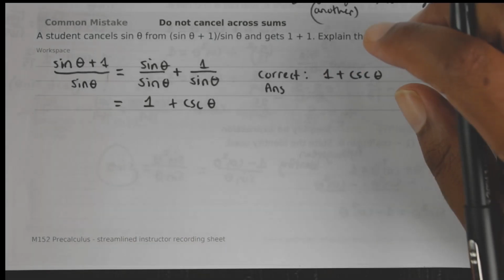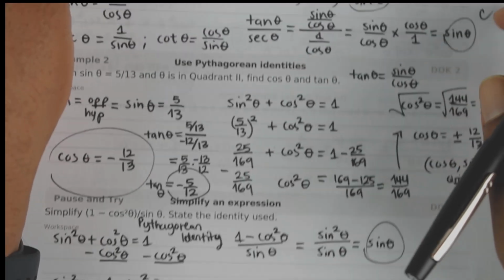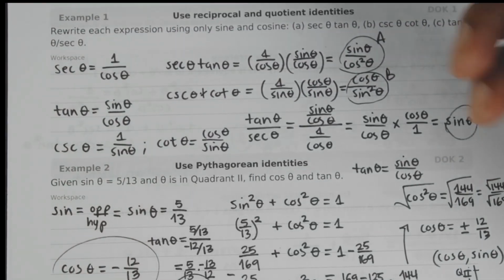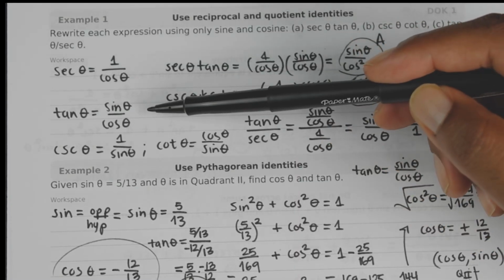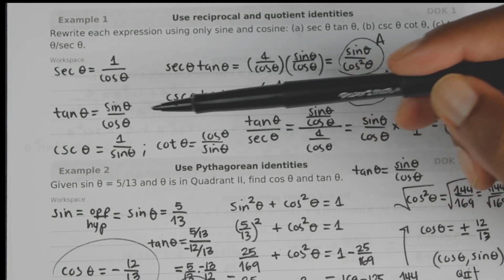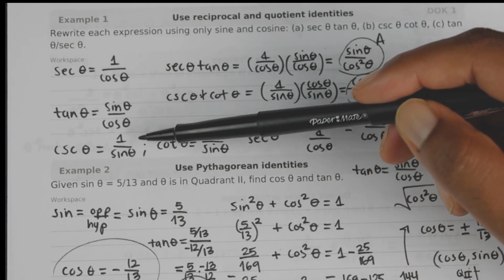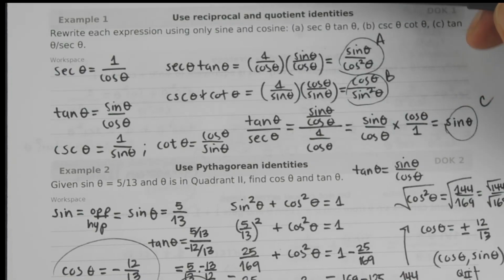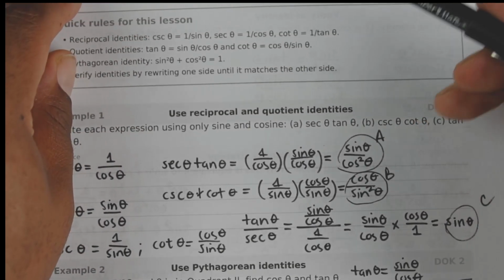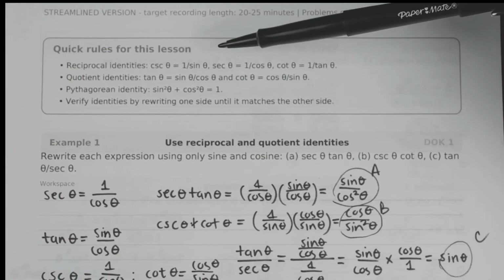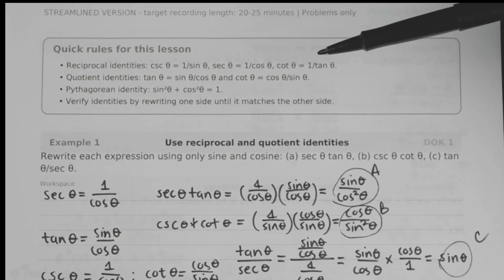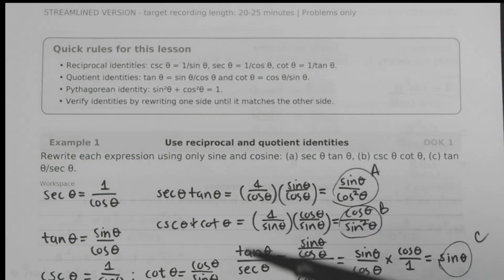Okay. So the final review is that reciprocal identities you need to memorize and commit to memory. Secant theta is 1 over cosine theta. Tan theta is sine over cosine theta. There's a quotient. Cosecant theta is 1 over sine theta. And as a matter of fact, I wrote those up here. So you can pause the video and read these quick rules, but you need to study these. You need to familiarize yourself with them, play with them a little bit, practice them, and you'll become a master at it.